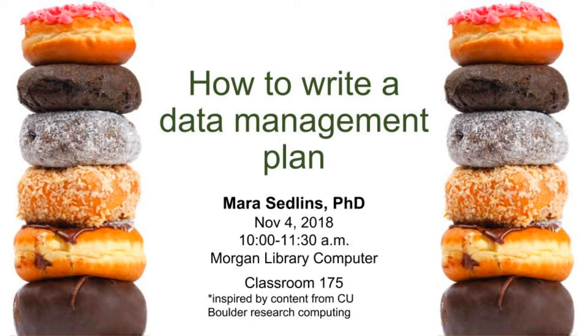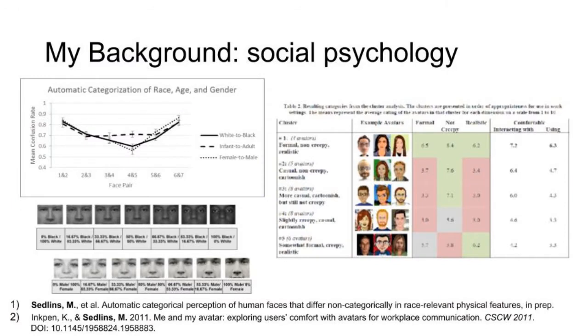to take a moment to introduce myself and give you a little information about my background. My research training was in social psychology. I got my PhD at the University of Washington, where I studied the way people categorize faces that vary in characteristics related to perceived race, gender, and age.